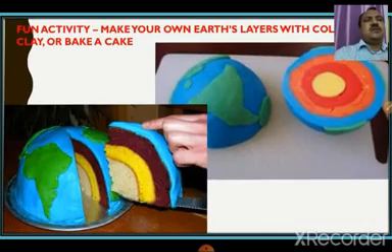So let us have a fun activity. Make your own Earth's layers with the colored clay which you used to play with, or you can make the layers of the Earth by breaking a cake also.